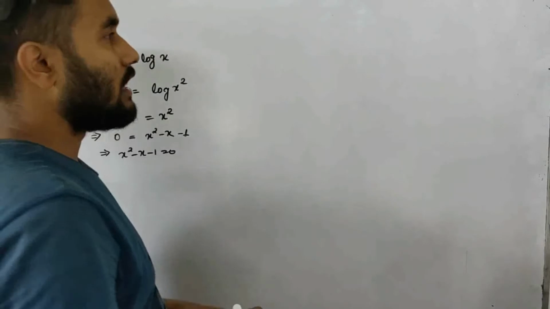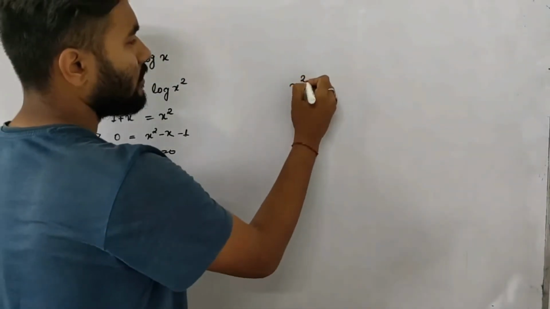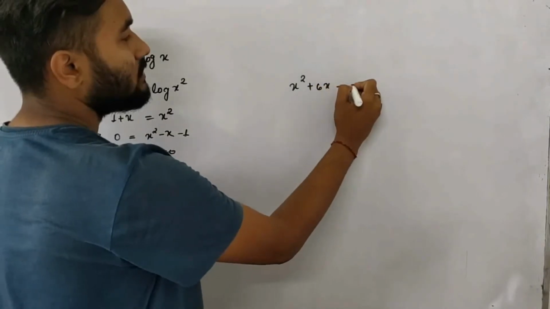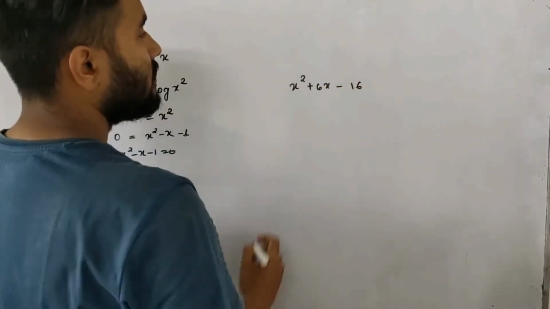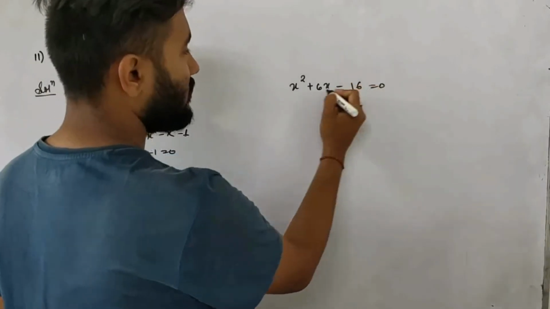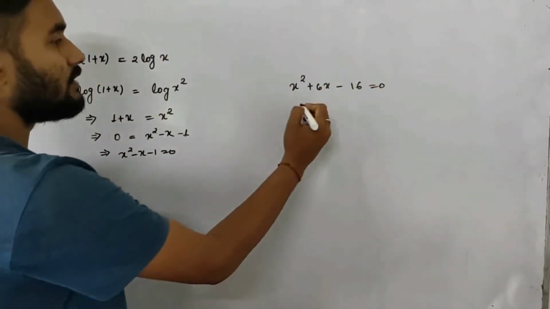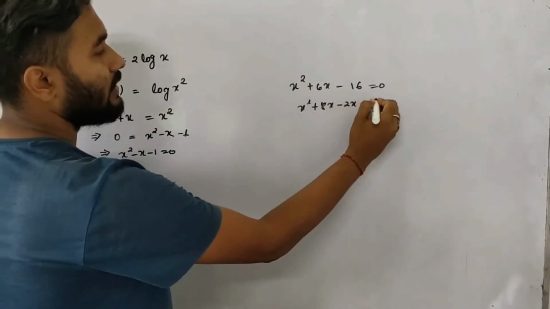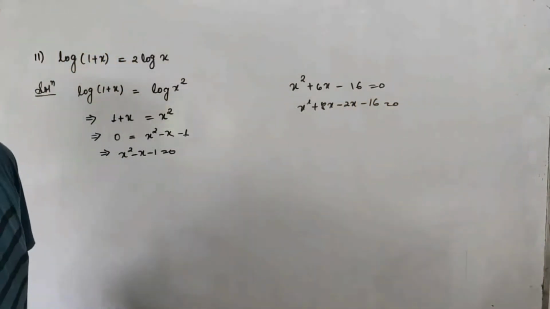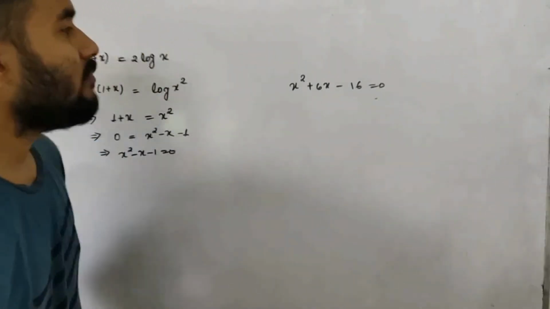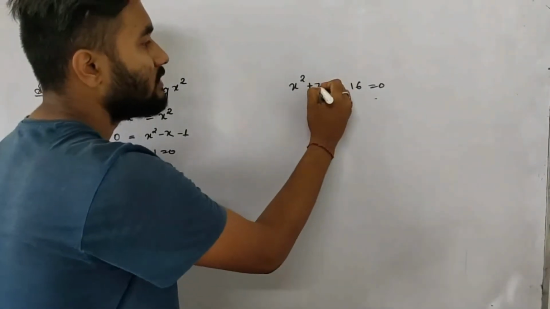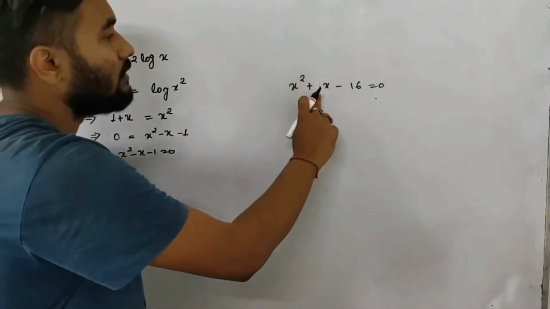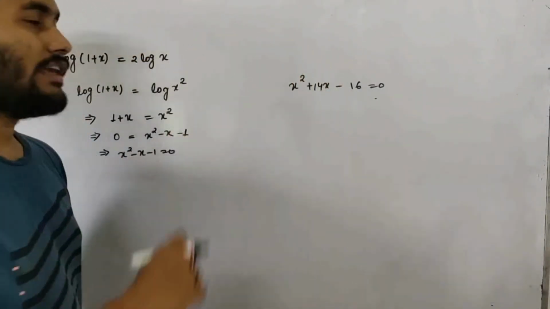See, the last question was what? X square plus 6x minus 16, right? Okay, this was the quadratic equation. Now can you factorize this? Yes, very simple. X square plus 8x minus 2x minus 16 is equal to 0. It can be factorized, right? But what if in place of 6 there would have been 7? Can you factorize that one? Or say in place of it, say 14, can you factorize that one?